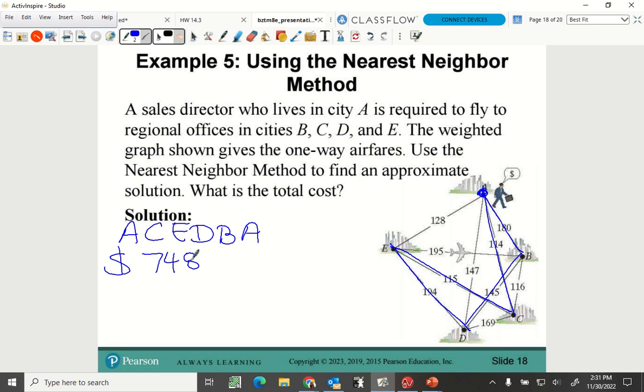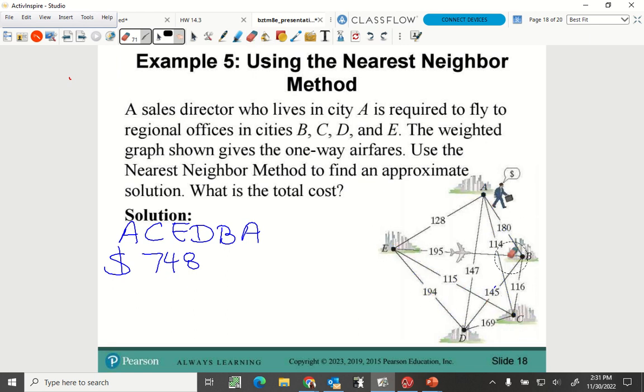Now, do you think we could get a cheaper one there? Yes. This is the nearest neighbor method. So it's a method, and you always should get the same value when you do nearest neighbor. But let's see if I can actually do this by avoiding. I'm going to do this by avoiding now.